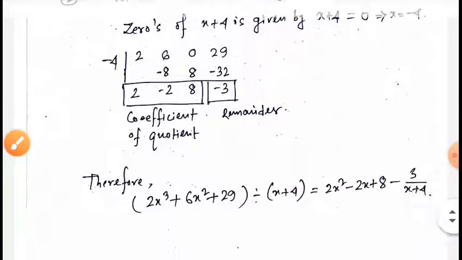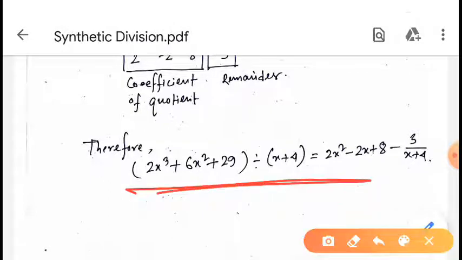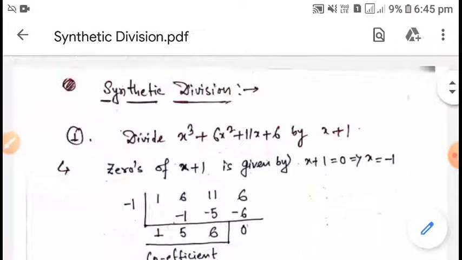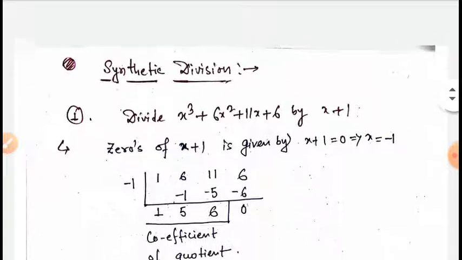Because this is x plus 4, we have to divide by it, and this is your remainder here. So in this way, we can write 2x cube plus 6x square plus 29 divided by x plus 4 equals 2x square minus 2x plus 8. This is the quotient, and this is the remainder. So in this way you can use the synthetic division method for dividing a polynomial by its factor, or not its factor. This is a more convenient method for dividing a polynomial than the usual method.